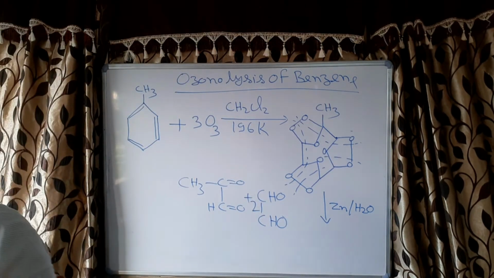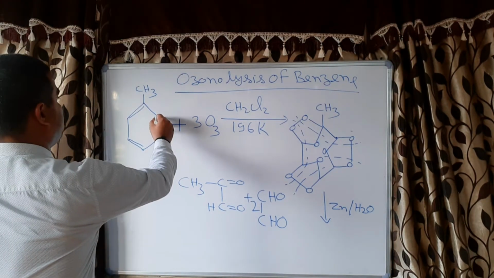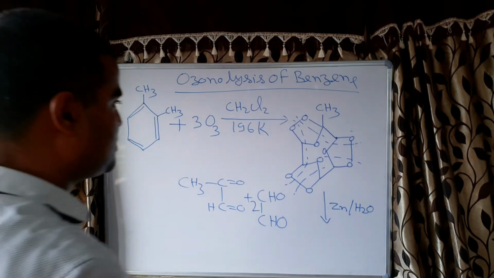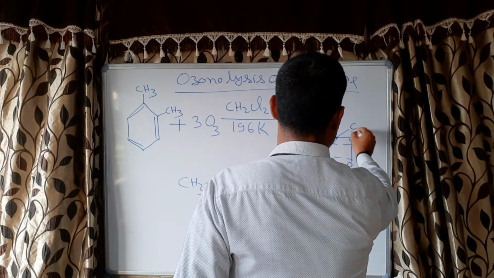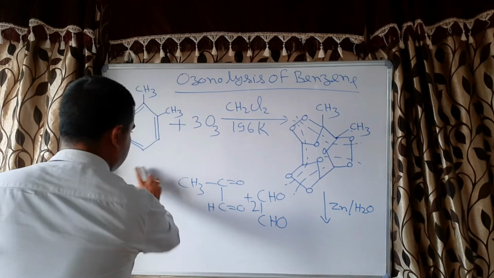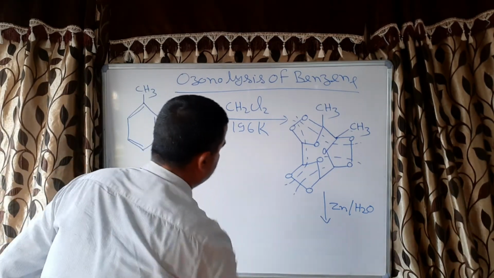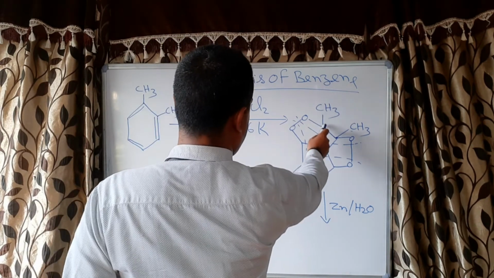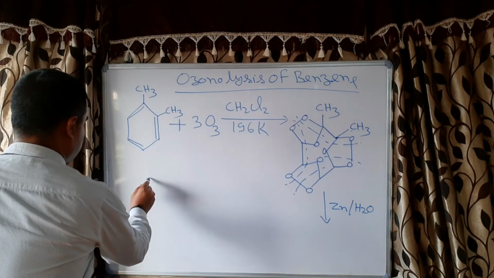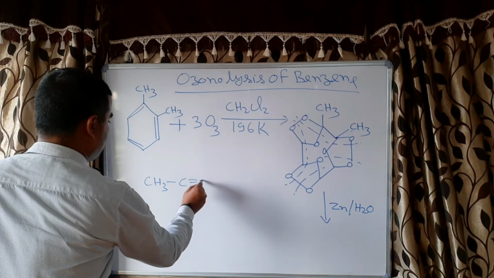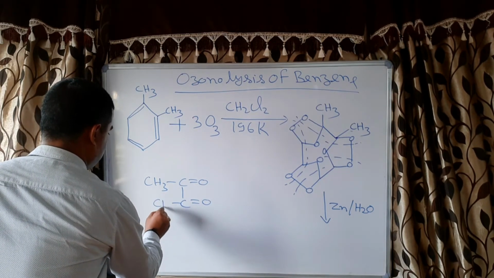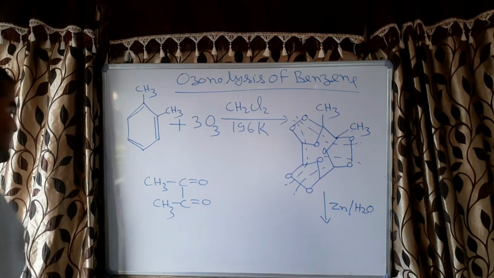Now there is one more case. Suppose here also one more CH3, that is called orthoxylene. So what will happen? Here also the methyl group will come, then what will be the product? See, CH3 CO single bond COCH3, that is called dimethyl glyoxal.